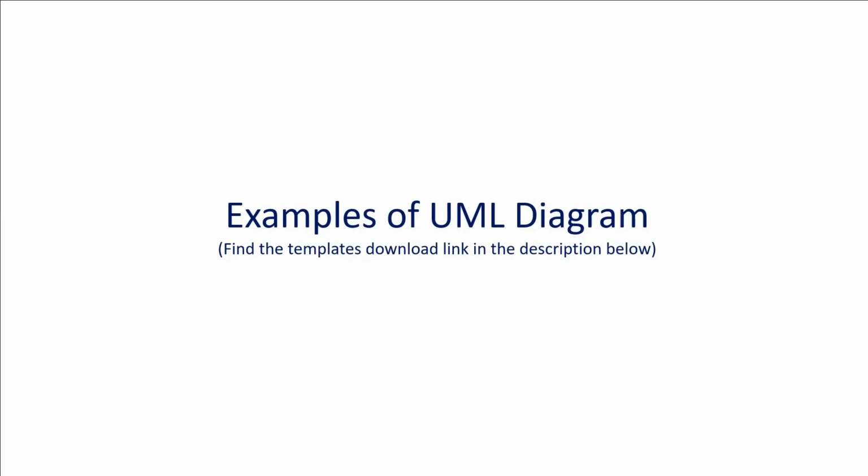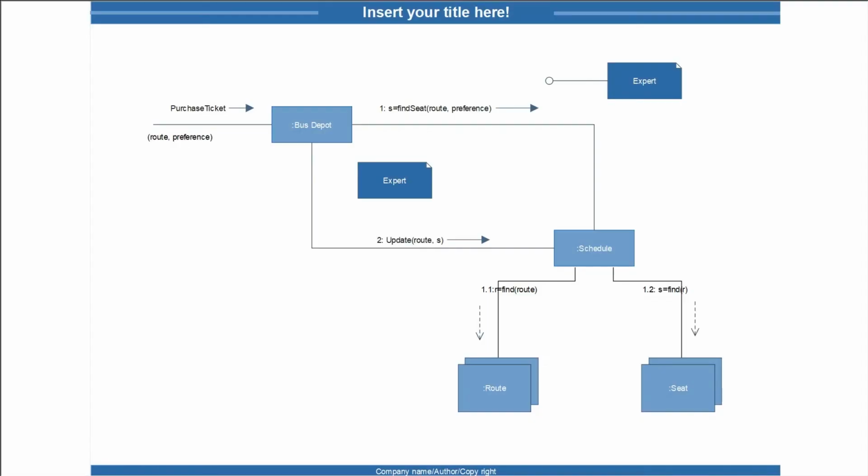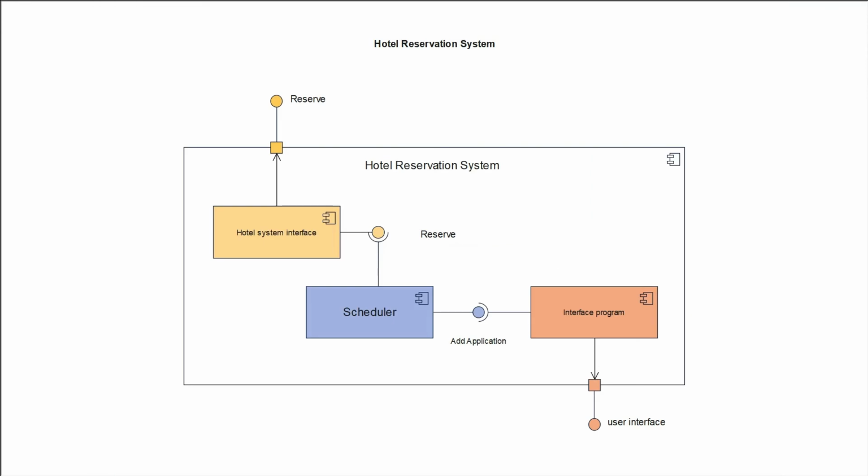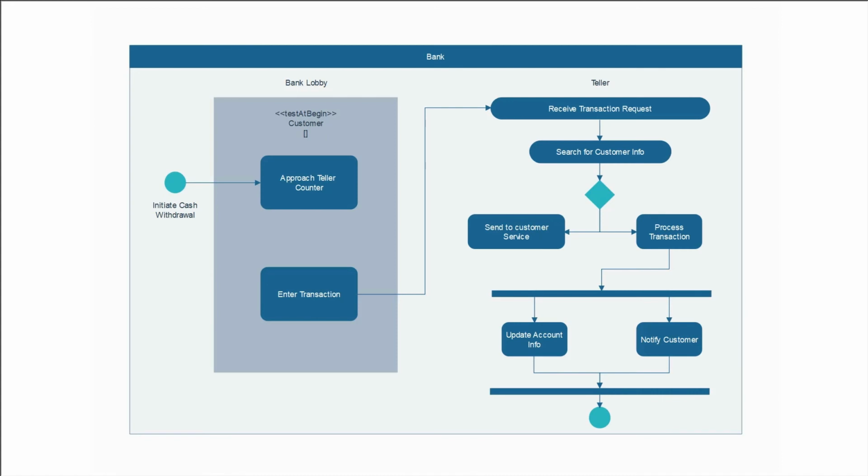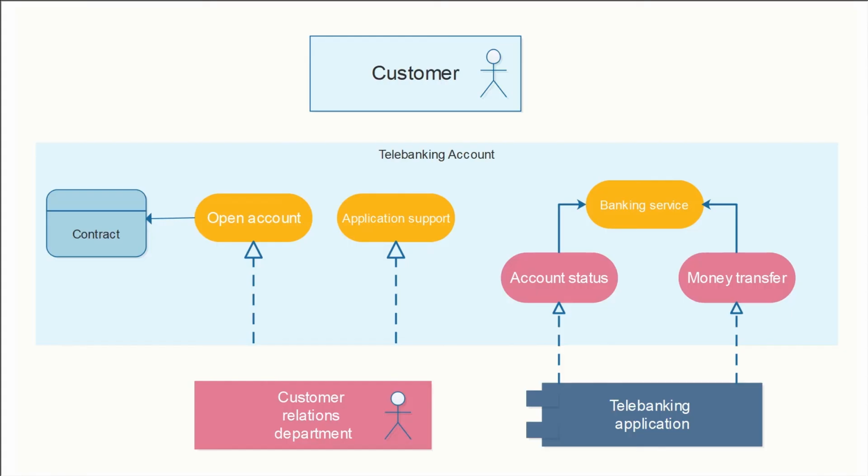Now let's see a few examples of UML diagrams that are available in EdrawMax. This is a UML collaboration diagram. Here's a hotel reservation system. Now here's a UML activity diagram and a UML telebanking diagram.